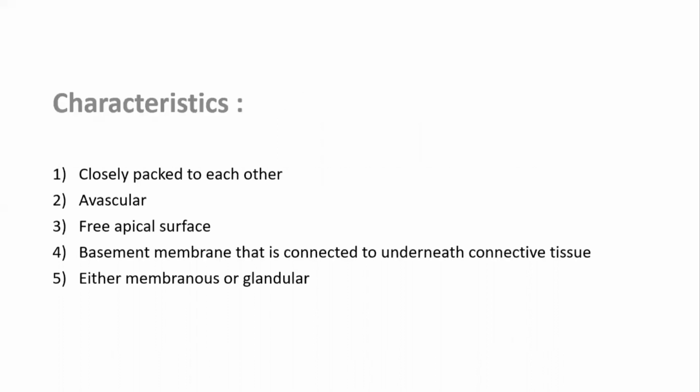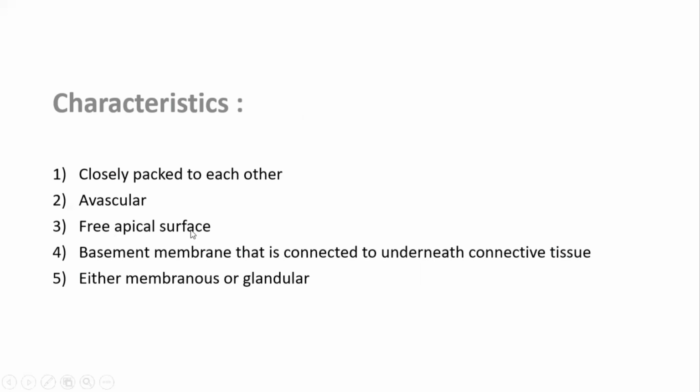They have these characteristics. They're closely packed to each other. So one cell is closely packed to another cell, and there is no space between the cells. And they are avascular. That means they don't have vessels in them, neither an artery nor a vein. The blood supply that they get is from the connective tissue underneath these epithelial tissues.